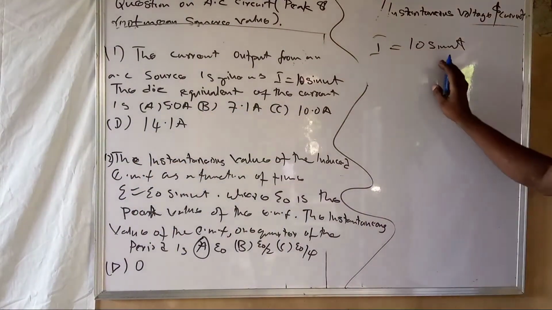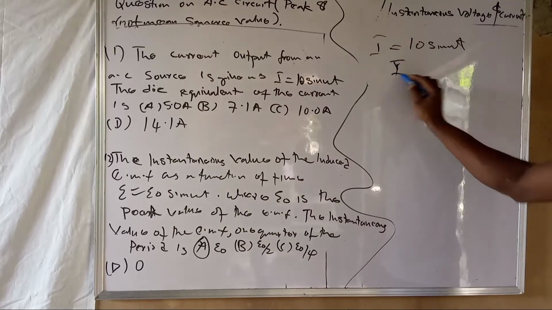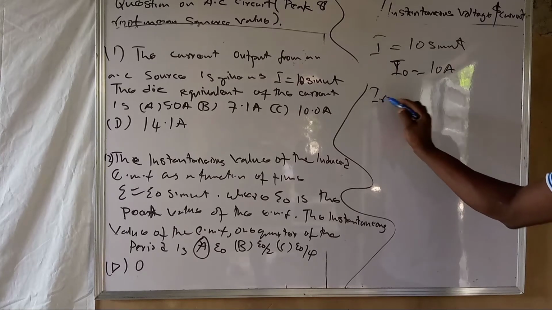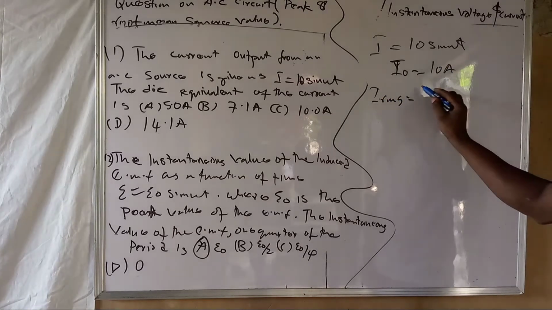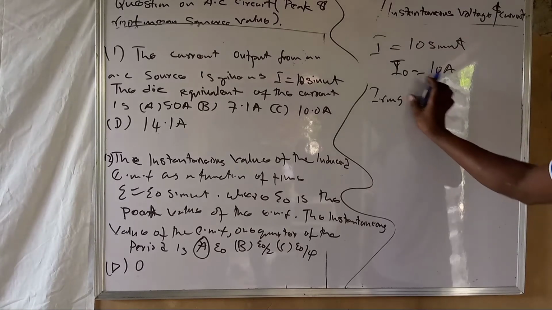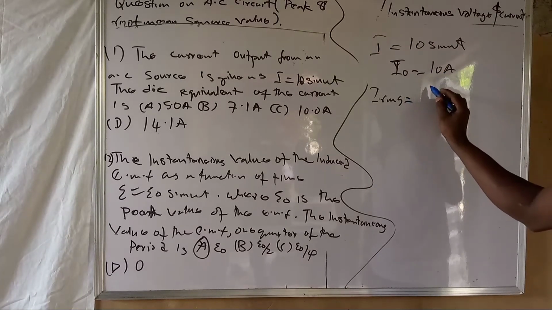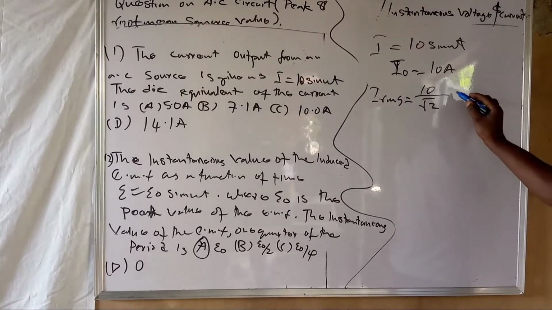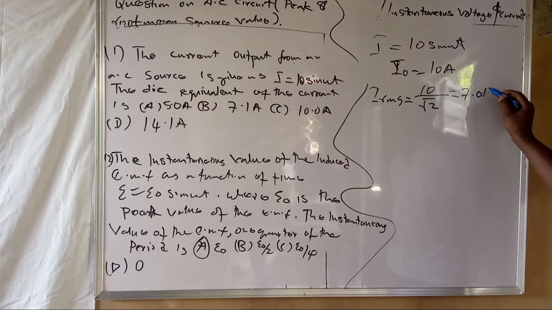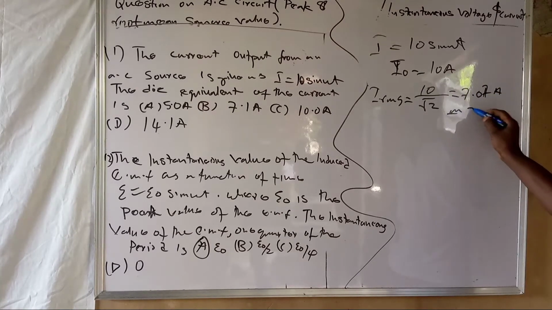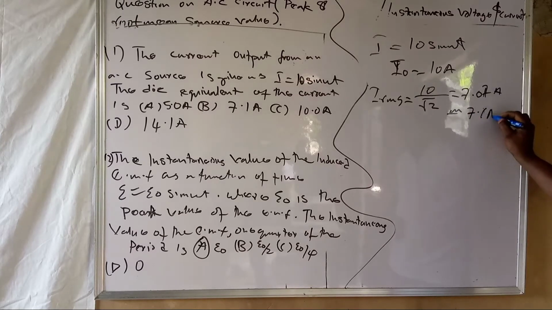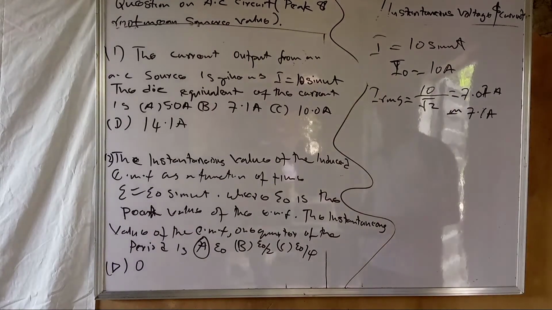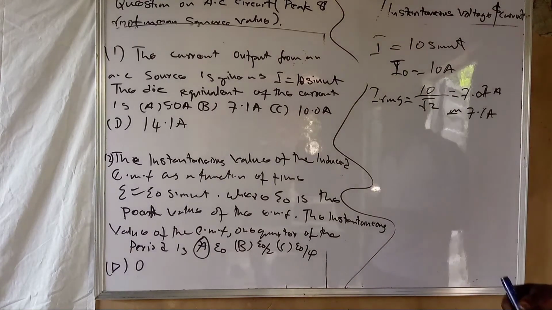Let us consider our 10 to be the peak value. I naught is equal to 10 ampere. The current root mean square is given by 10 all over root 2. Pressing the calculator, 10 over root 2 will give you 7.07 ampere, approximately 7.1 ampere. If you use the rationalization method again to calculate it, you get the same answer, 7.1 or 7.07 ampere.